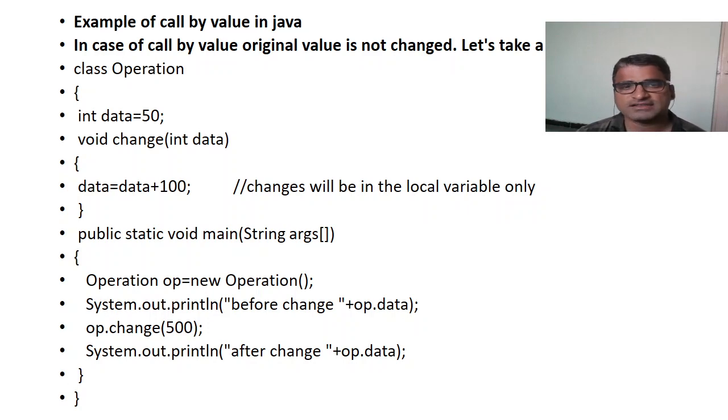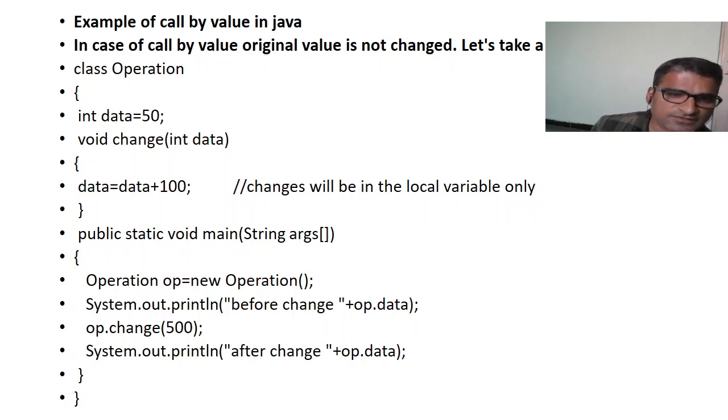Even after several changes in the method body, the value will remain the same. Why? Because we are calling a method by passing a value. So for this method, we are going to define a class called operation. In that, carefully concentrate on the first object, int data equal to 50. So 50 is a data value which is initialized to the object data of int data type.